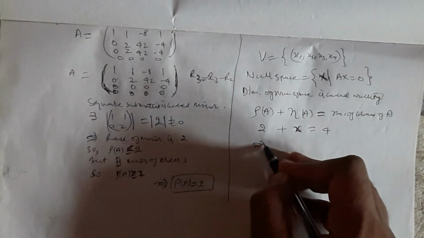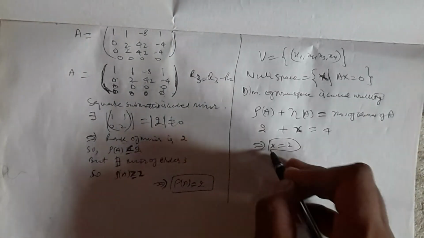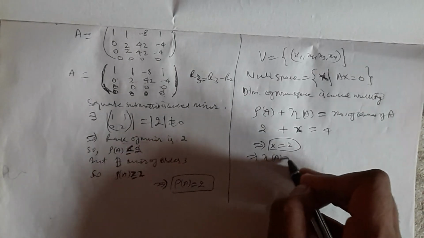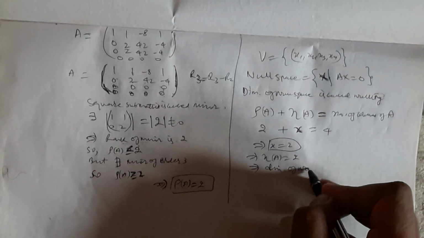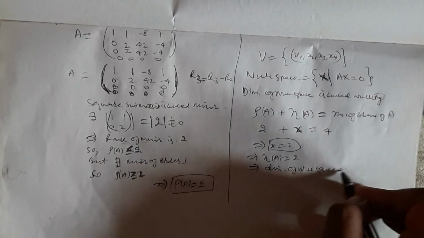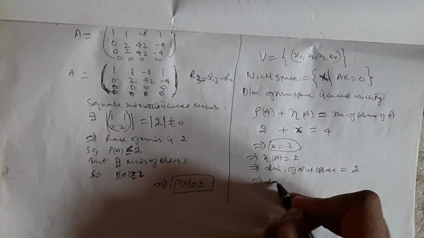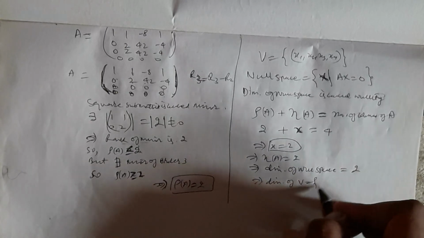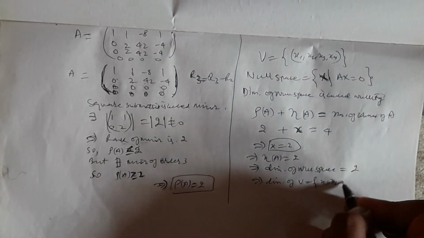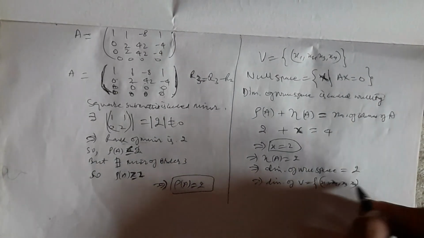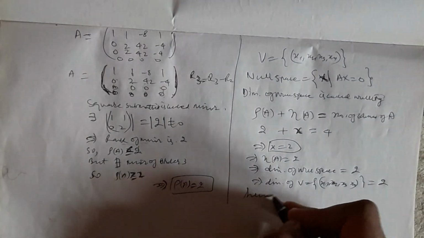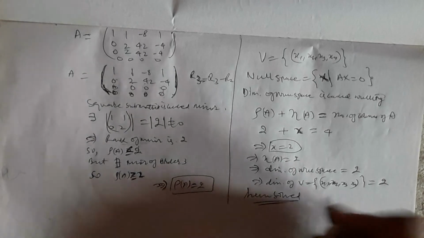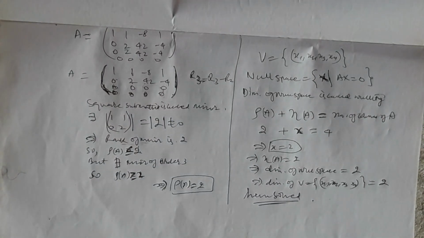Which implies that x is 2, so the nullity is 2, which implies that the dimension of the null space is 2. The dimension of the given subspace is 2. Hence solved. This is the way to do it.